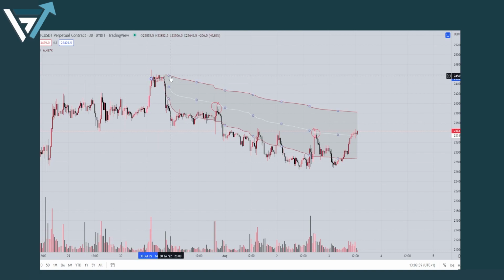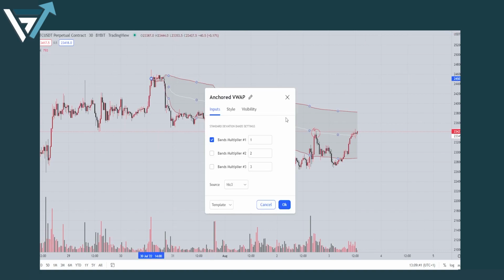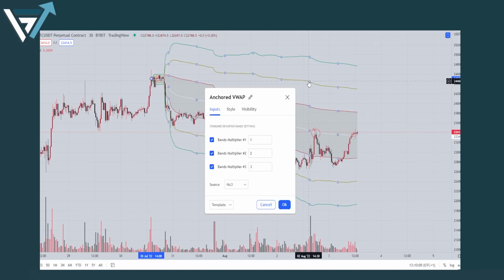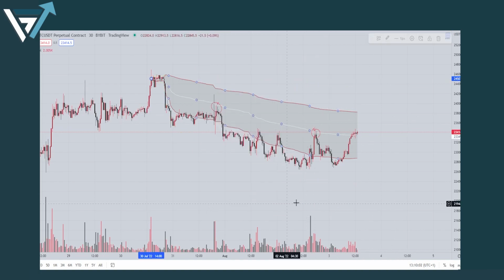If we just double click on the indicator here, you can see the inputs I'm using, so bands multiplier just 1, this is showing how many bands we have. If I turn on bands multiplier 2 and 3, it'll show us some extra upper bounds and lower bounds. Each bound is giving us plus or minus one standard deviation of the volume weighted average price itself. However, I usually just stick to one standard deviation. I think it looks much cleaner and tends to play out more frequently.